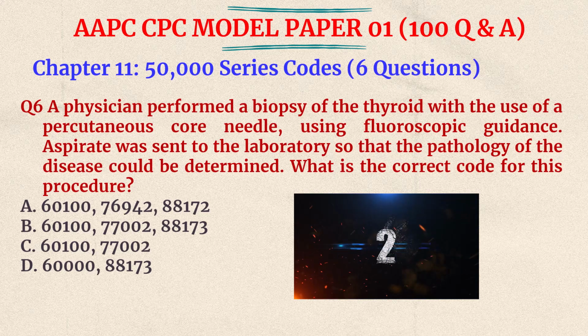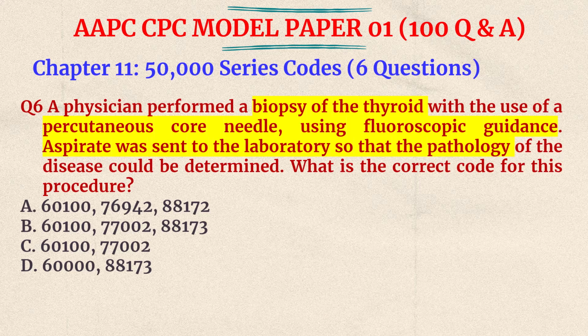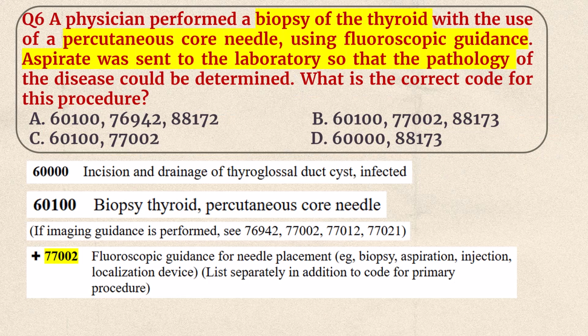3, 2, 1. Okay, in this case, we have to highlight this is a biopsy of the thyroid and percutaneous core needle using fluoroscopic guidance. And also the aspirate was sent to the laboratory for the pathology test. When you see the answers, all answers are adjacent. The first code is 60000, then 60100 and other codes are available. So you can use the elimination method to find the answer. So directly go to the codes. If you go to the code 60000, it says incision and drainage of thyroglossal cyst, infected.